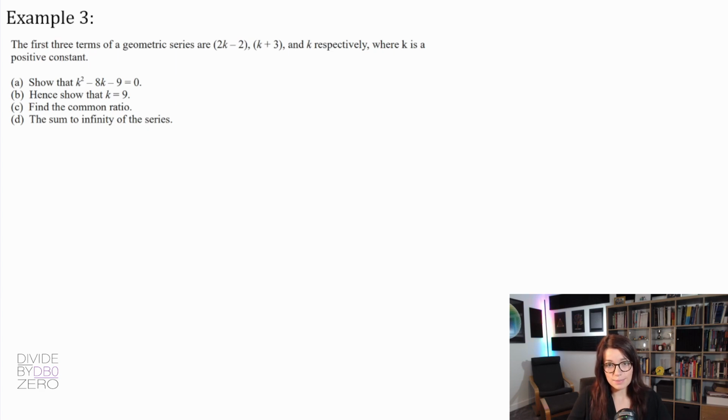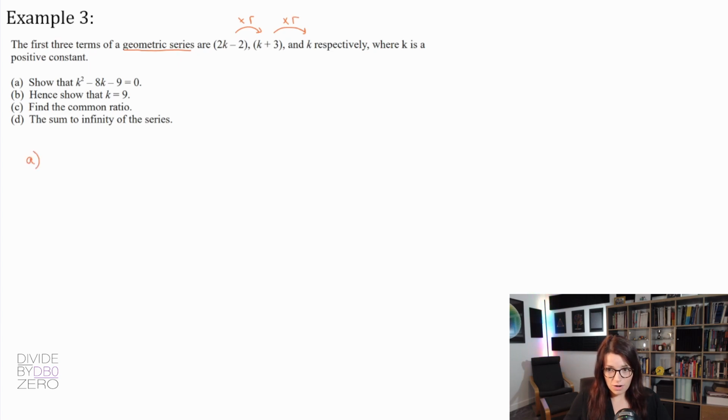Example 3. The first three terms of a geometric series are 2k minus 2, k plus 3, and k respectively, where k is a positive constant. Part A, show that k squared minus 8k minus 9 equals 0. Now for this one, we're going to use the fact that they've told us it's a geometric series, meaning we know there's a common ratio here, timesing by r, to get from one term to the next.